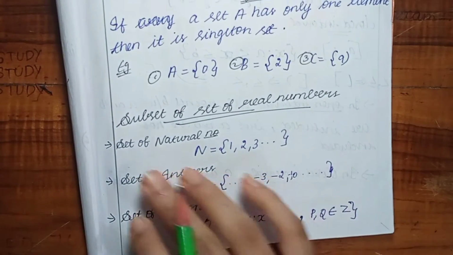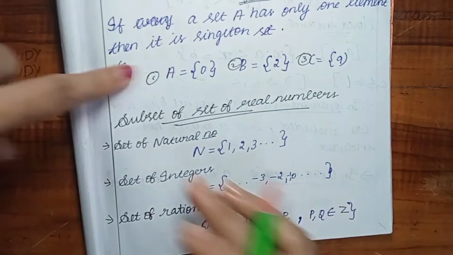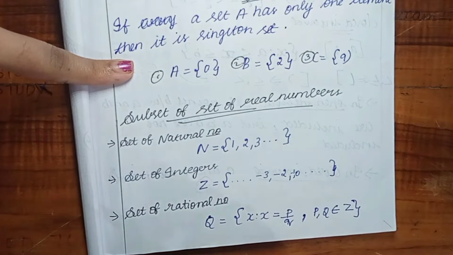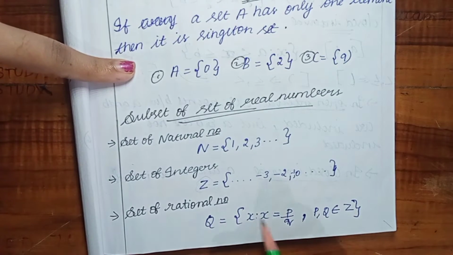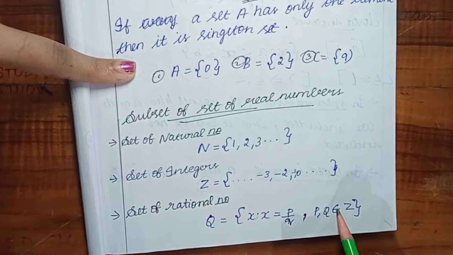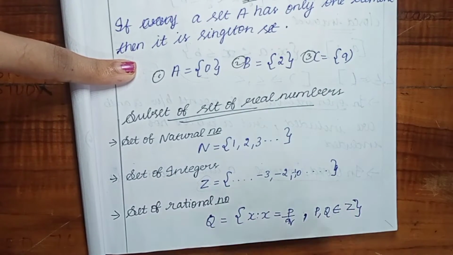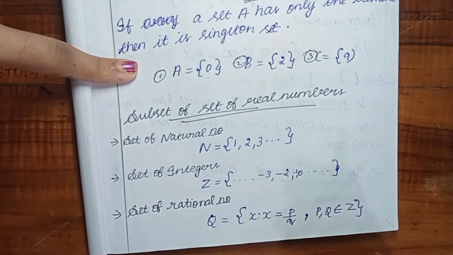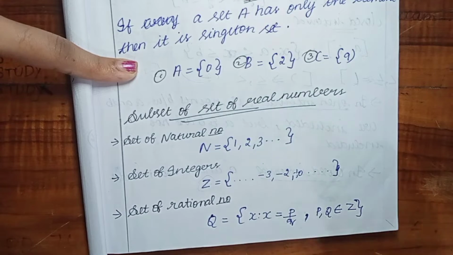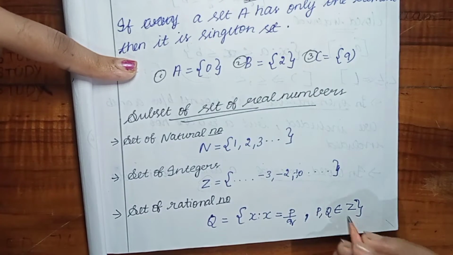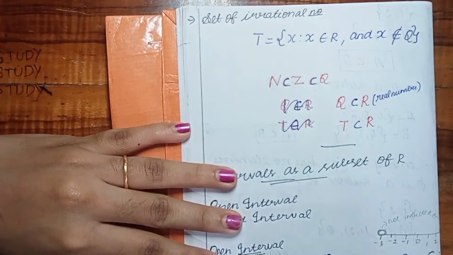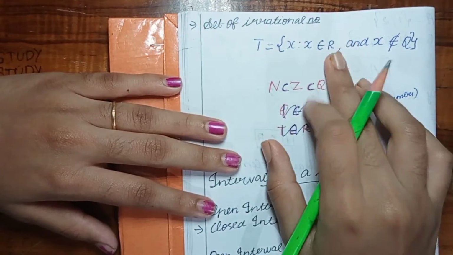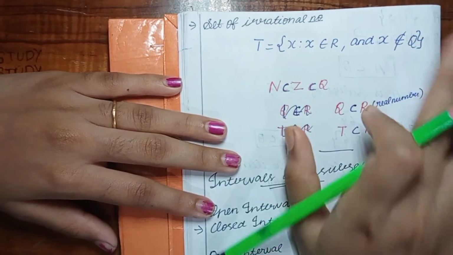Next, let's see subsets of the set of real numbers. The set of natural numbers, 1, 2, 3. The set of integers, you will mention as a set. The set of rational numbers is x such that x equals p by q, where p, q belong to integers. What are integers? Negative and positive whole numbers, but no decimal numbers. Yes, rational numbers are in the form p by q, with p and q belonging to integers. The set of irrational numbers T is x such that x belongs to real numbers and x does not belong to Q. What is Q?